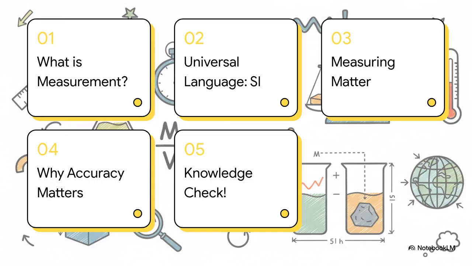Okay, so here's the game plan. First, we'll nail down what measurement even is. Then, we'll talk about the universal language that scientists use everywhere. After that, we'll get into the how-to of measuring matter, talk about why being accurate is so important, and then we'll wrap it all up with a quick quiz to see what stuck.